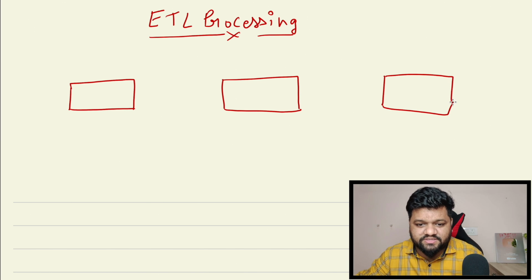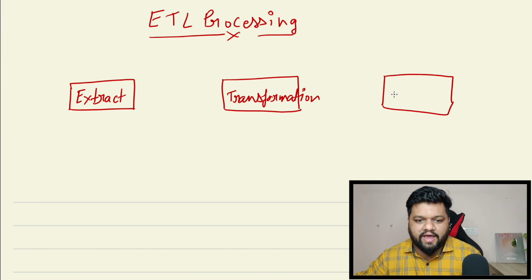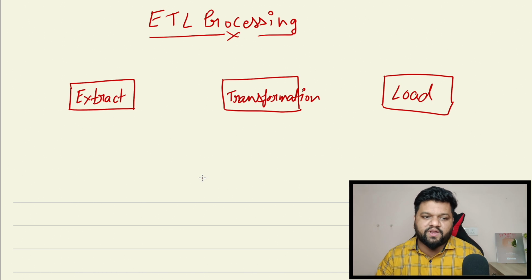So the first part is definitely the extract part. In the ETL processing, extraction is related to data extraction. The second part will be the transformation, right? In the transformation, our task is basically to apply the business rules, and the third part is related to the load part.